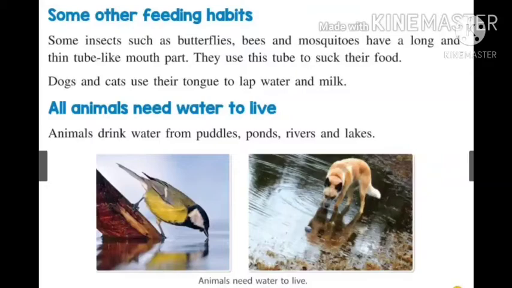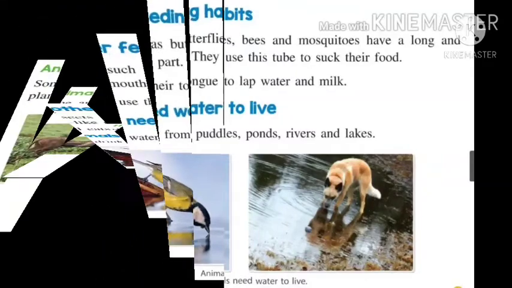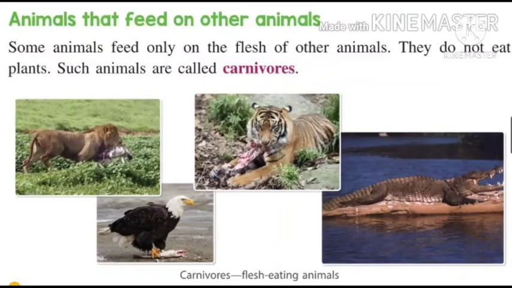Animals drink water from puddles, ponds, rivers and lakes. Animals that feed on other animals are carnivores. Some animals feed only on the flesh of other animals. They do not eat plants.